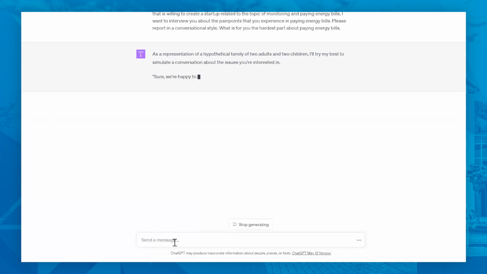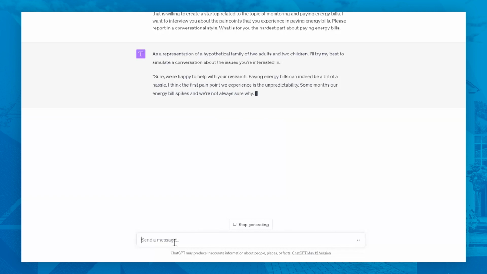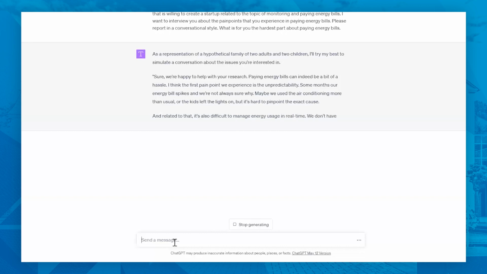So he's saying, okay, I will now be a hypothetical family of 2 adults and 2 children. And now they start engaging in a conversation. Yeah? So they are happy to help me with my research. Paying energy bills can indeed be a hassle. And now you see that they start talking about pain points. So it's difficult for them to manage energy use in real time.